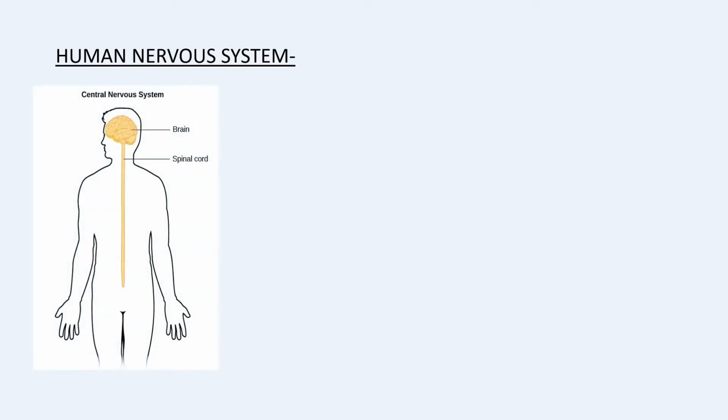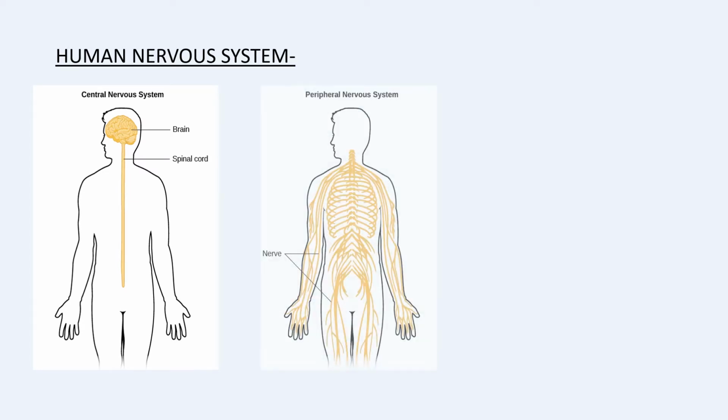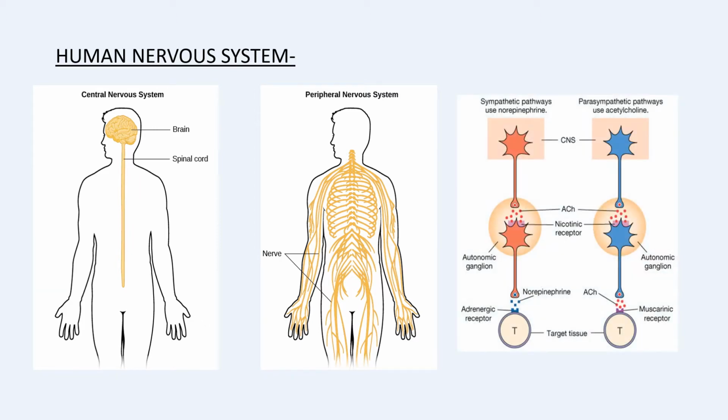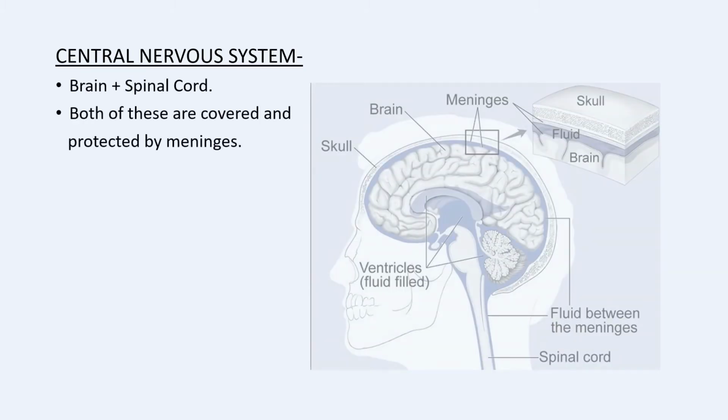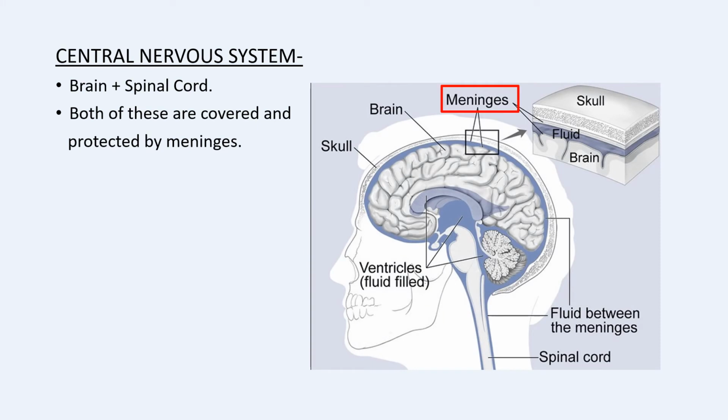The central nervous system, which includes brain and spinal cord. The peripheral nervous system, which includes all the cranial and spinal nerves. And the autonomous nervous system, which consists of sympathetic and parasympathetic nervous system. Central nervous system consists of the brain and spinal cord. Both of these are covered and protected by meninges. CNS is derived from embryonic ectoderm.